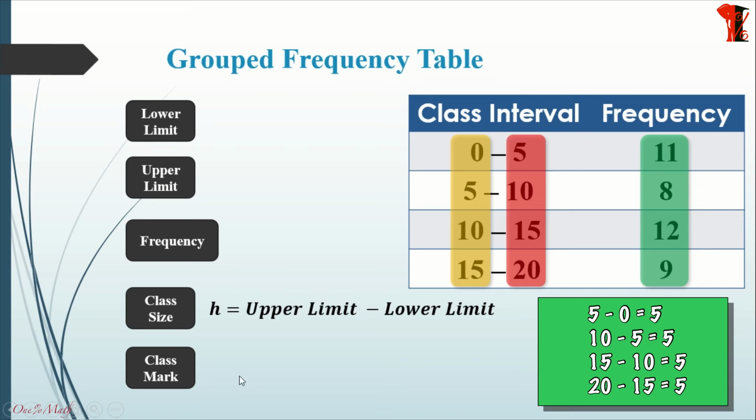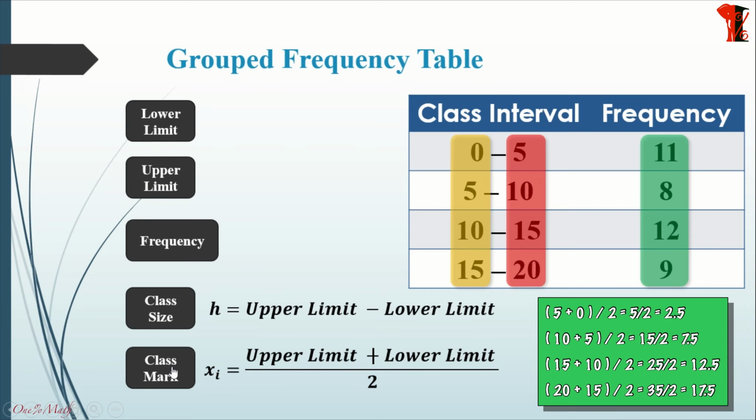Okay, let's go to the last basic concept, that is class mark. Class mark is nothing but an average. Okay, what is an average? It's an average of the class interval. What do you mean by that? See, (0 plus 5) by 2, (5 plus 10) by 2, (10 plus 15) by 2, (15 plus 20) by 2. So that is the class mark. It is also called the mid value of the class interval. Okay, so this is all about these basic concepts.